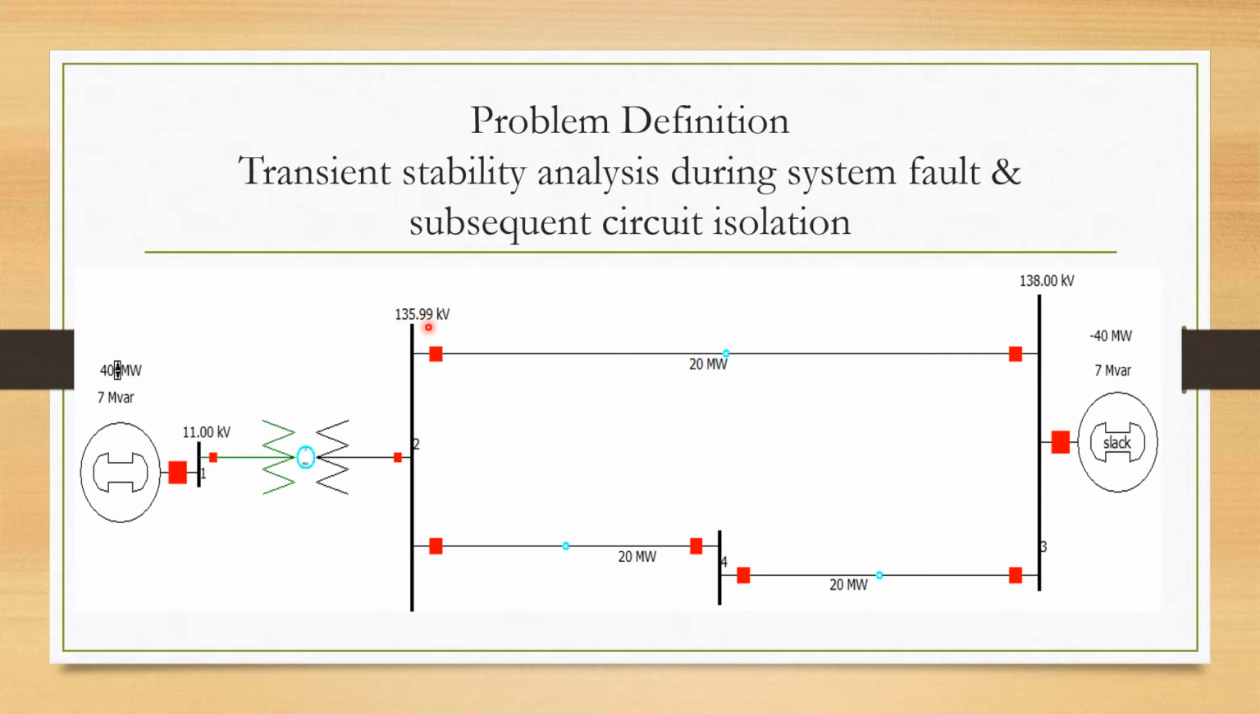It is assumed that a three-phase solid fault occurs at bus 4 at the time of 5 seconds, and also assumed that the fault is cleared at the time of 5.05 seconds by opening one transmission line, and it is going to verify whether the system is stable or unstable after the fault occurs and after opening the transmission line.